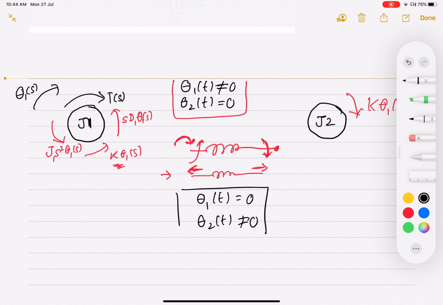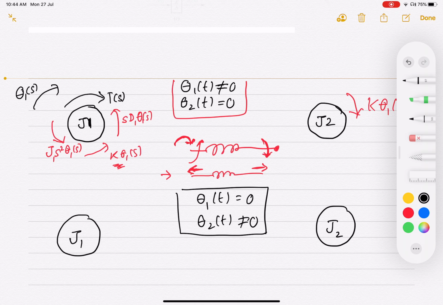So this is your second case, when the first displacement is 0 and the second displacement is not equal to 0. In that case, what is J1? What is J2? What are the torques in J1 and what are the torques in J2? So let us talk about J2 first.